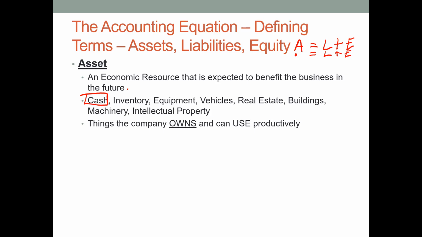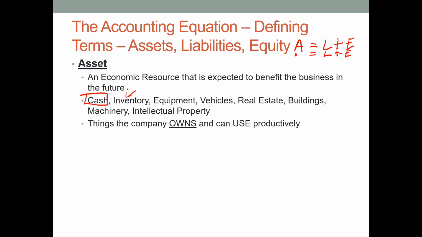It can be converted into labor because you can pay your workers with cash. It can be converted into a vehicle, a car. It could be converted into machinery. You can buy land with cash. So all the things that you need to operate your business, you can use cash to obtain it. So it is the king asset, you can say. Other examples of assets, inventory.